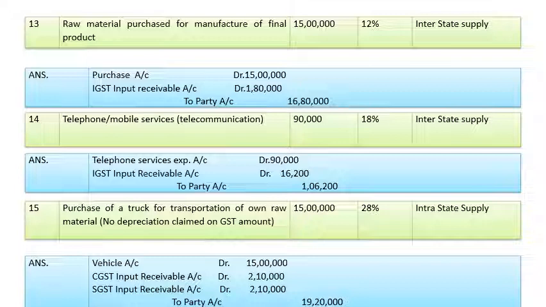So you have to check whenever company is purchasing any capital asset, the first question that should come into your mind is whether company has claimed the depreciation on GST amount or not. If the answer is yes, that means if company has claimed the depreciation on GST amount, then GST amount will be added into the cost price of the asset. And if company has not claimed the depreciation, then it must be recorded separately.